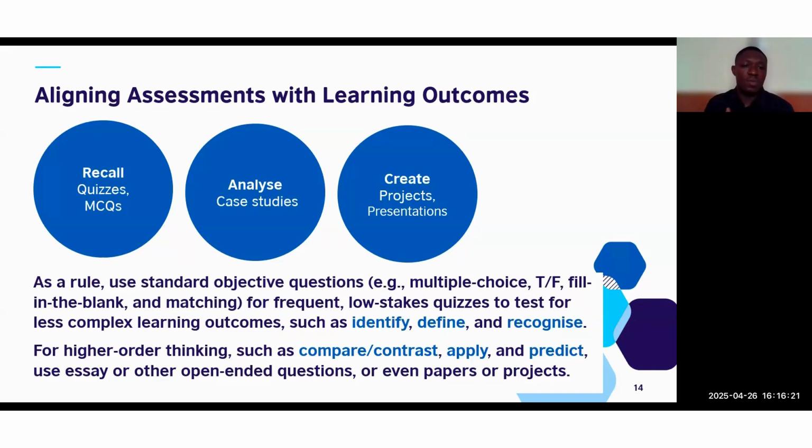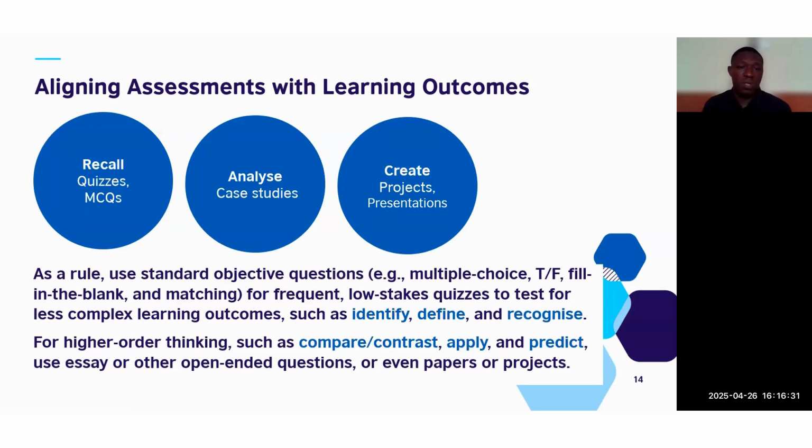In a class, you have some students who are lower level learners, and what you want to elicit from them is maybe a very low stake test or quiz. You can have them identify, define, or recognize ideas. But if you say higher order thinking or high stake stuff, you've got to engage them in comparing and contrasting, applying and predicting things. And they should use essays, open-ended questions, writing papers and projects. So it's important to know that you can actually align your assessments with learning objectives.